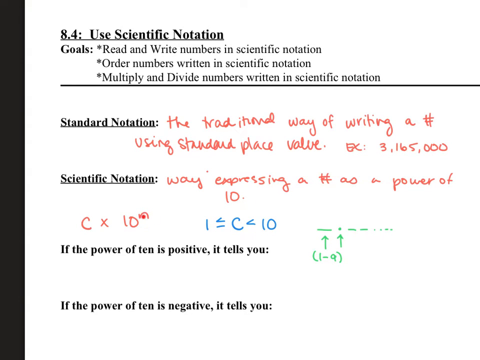Then we're going to have our power of 10, which is our n, and n has to be an integer, which means that n can either be positive or negative, but it can't be a decimal or a fraction. If the power of 10 is positive, it's going to tell us to move the decimal n spaces to the right. And if the power of 10 is negative, it's going to tell us to move the decimal n spaces left.